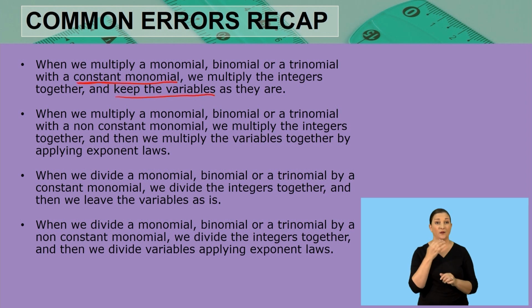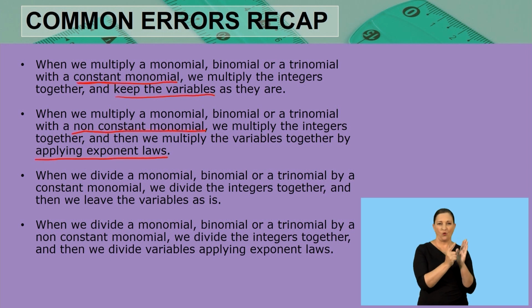Now, when we multiply a monomial, binomial, or a trinomial with a non-constant monomial, this is what we must do. We multiply the integers together, and then we multiply the variables together, applying exponent laws. So remember those exponent laws. When we are multiplying the same base, we add the exponents.